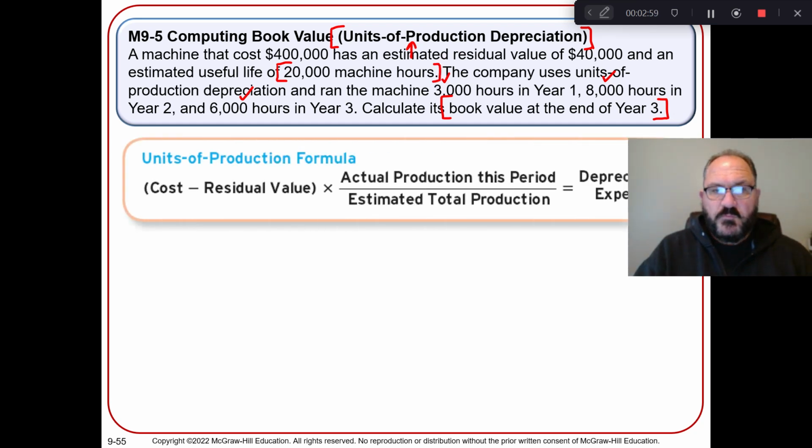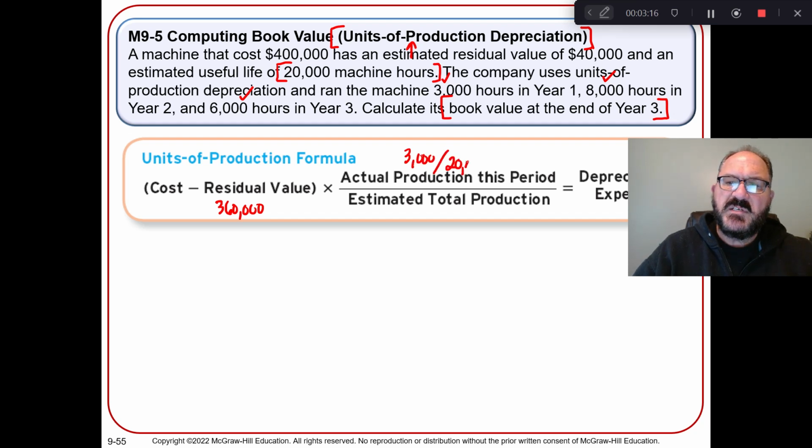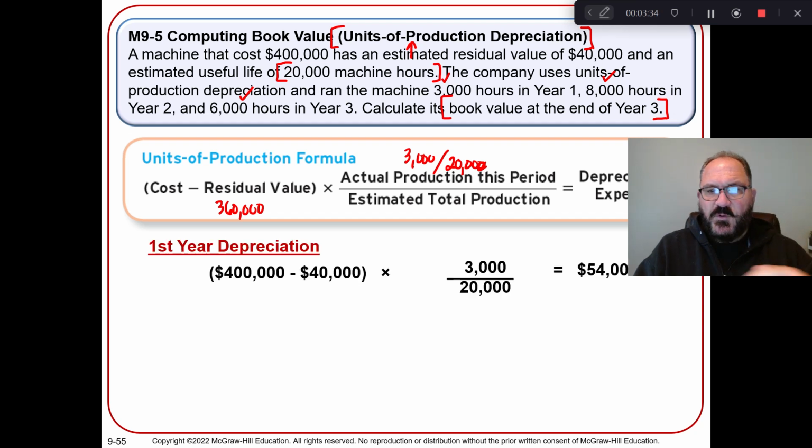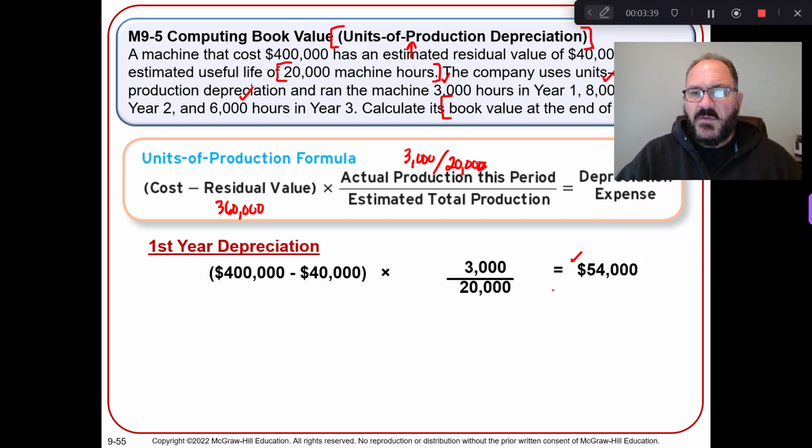So check it out. Do the same thing here. We're going to wind up with our 360,000. And then notice the depreciation is the actual amount for the period. So for period 1, it will be 3,000 out of the 20,000. The 20,000 is the life of the machine here. Okay? So basically 15% here. And then you have to calculate that for each year. Then you total them up, subtract it from the cost, and there you go. So there's the first year's 54,000.